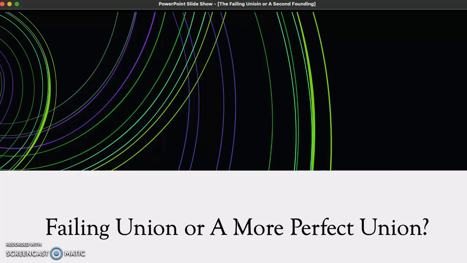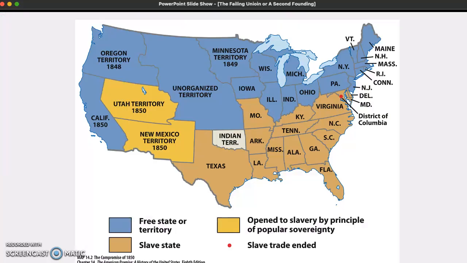So a question that I want you to think about this week is whether the Civil War is an example of a failing union or the search for a more perfect union, which is one of our running themes. So there's a couple of things that I want you to think about and know as you begin to look at the things in the modules for this week.